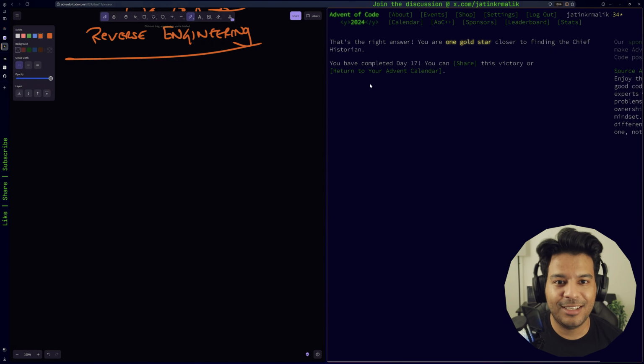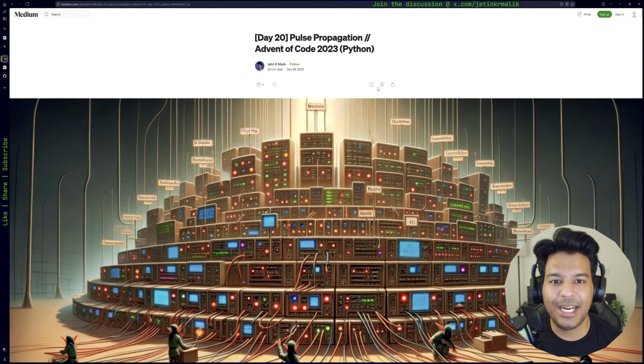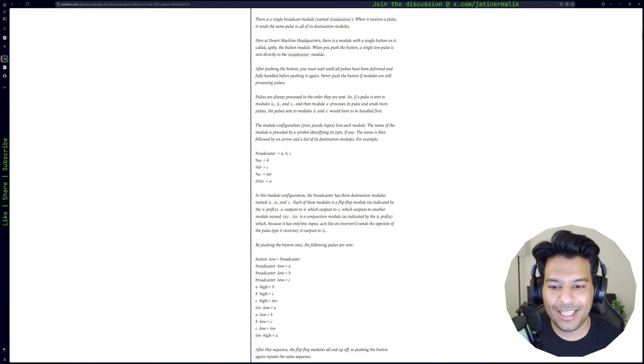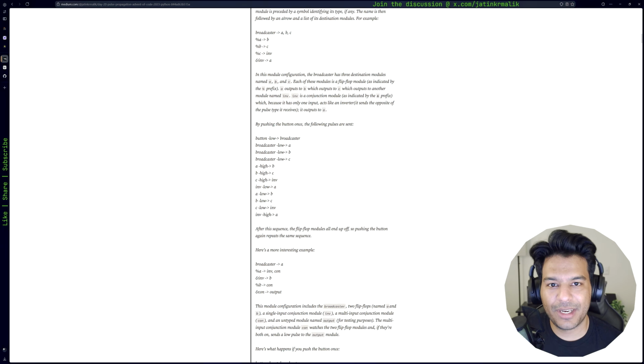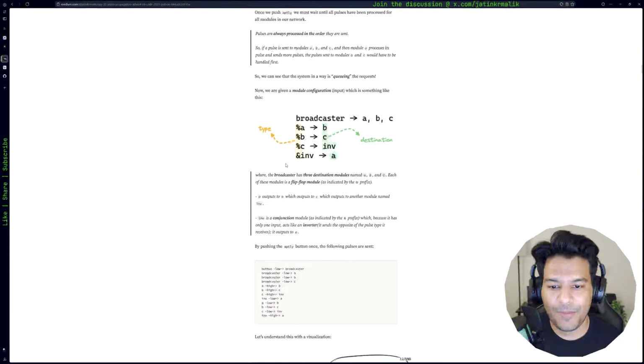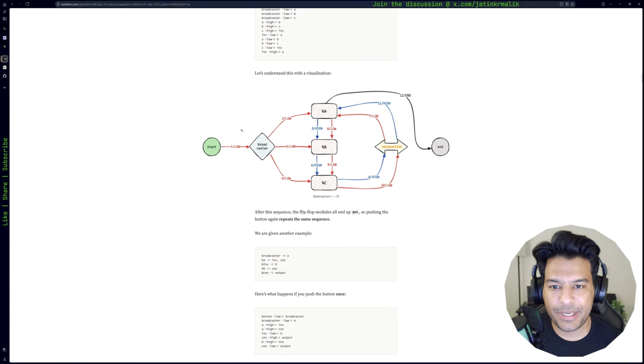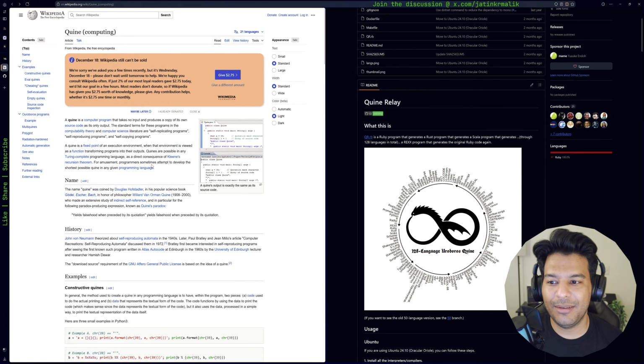But before that, today's problem basically reminded me of last year's day 20 pulse propagation problem. That was a very similar problem where we were given a bunch of symbols and states. I remember that to solve it, the best way was for me to design a state machine and then reverse engineer that. And problems like these are called quines in computer programming.